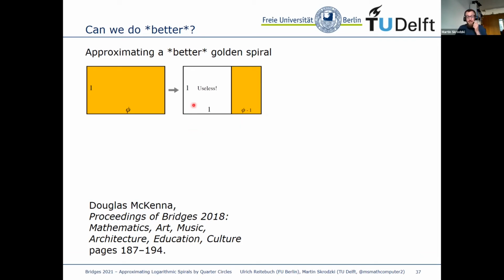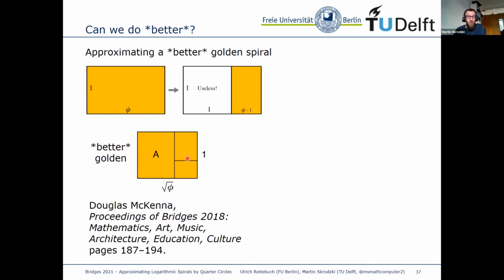Anyway, in order not to lose an entire square to be useless here, Doug introduces what he calls the better golden rectangle. And this better golden rectangle is great because you can split it into 3 self-similar rectangles that all keep their same ratio intact throughout the splitting process, so you don't cut off the useless part.